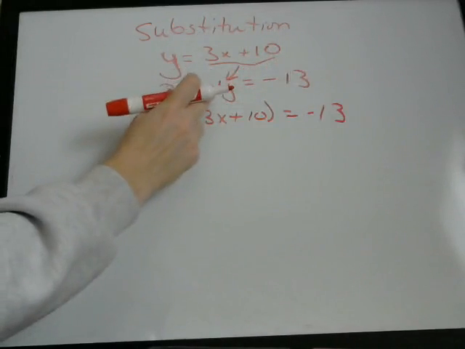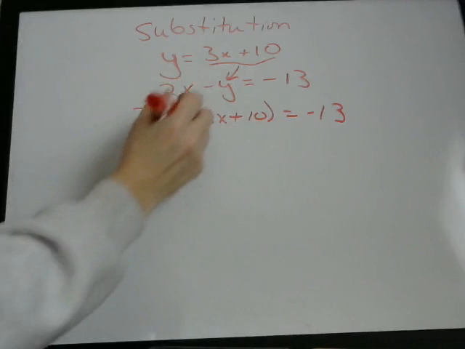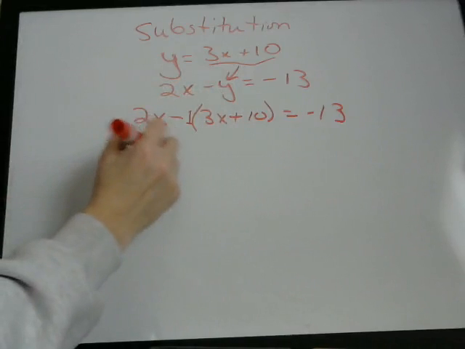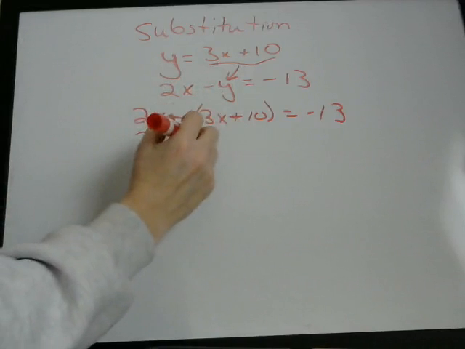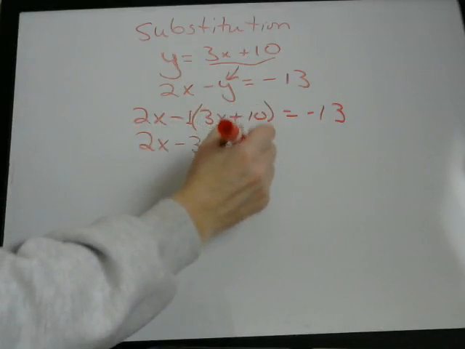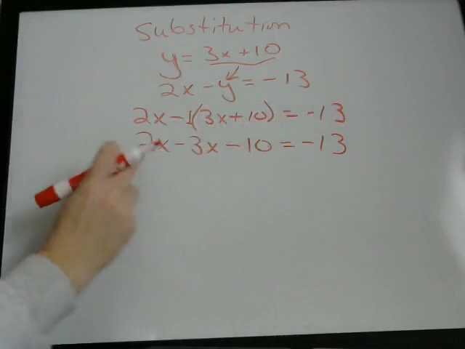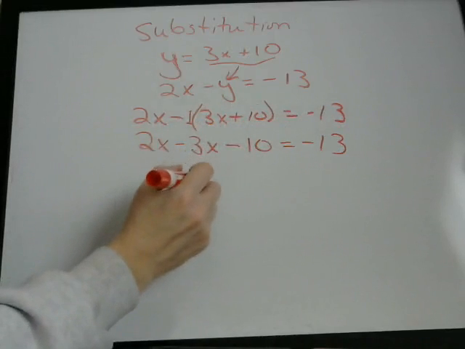Now remember, be careful, this is a minus, so you're minusing the whole expression. And remember, there's really a 1 out here. So we're going to distribute through. So negative 1 times 3x is negative 3x. Negative 1 times 10 is negative 10. 2x minus 3x is negative x.